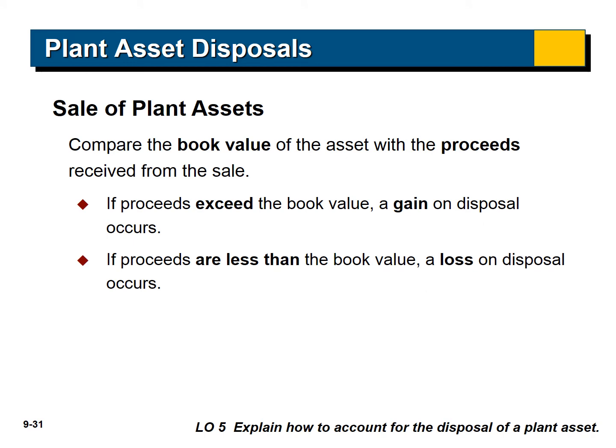So for example, the sale of plant assets, we're going to compare the book value with the proceeds. How much did you get when you sold it? If the proceeds exceed the book value, then a gain is recorded. If the proceeds are less than the book value, we sell it at a loss.